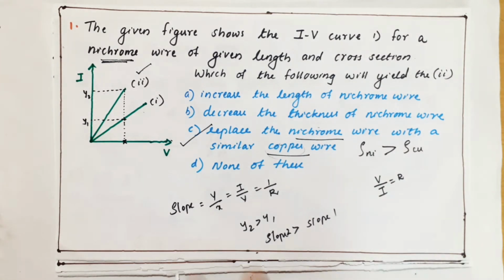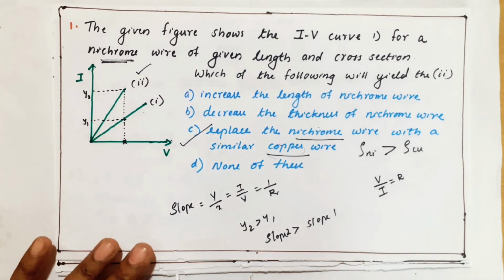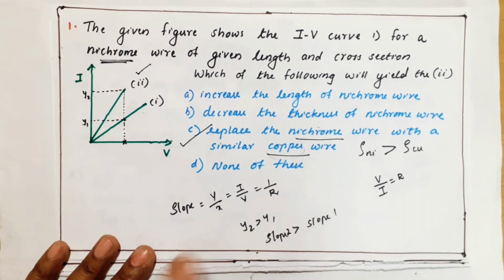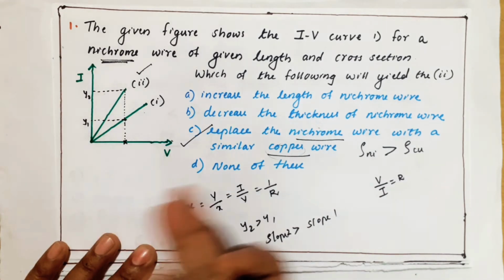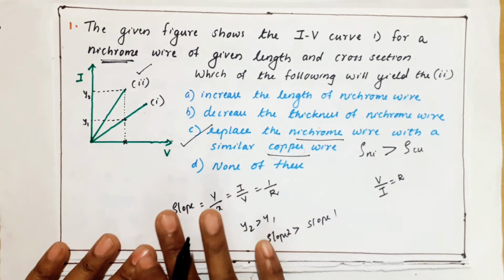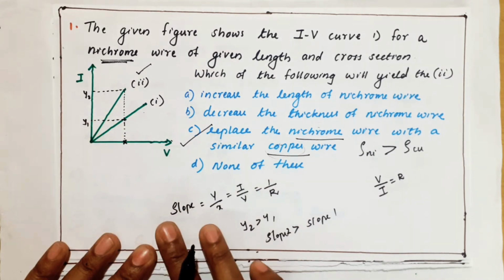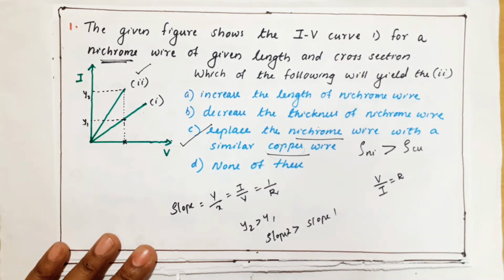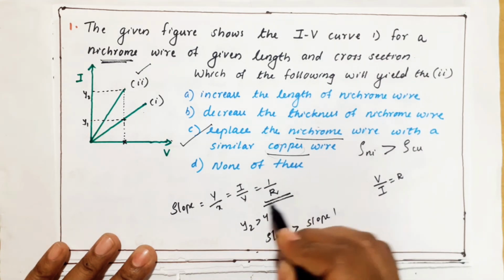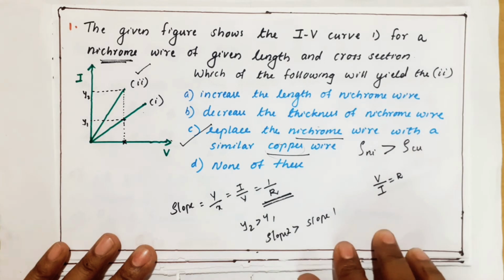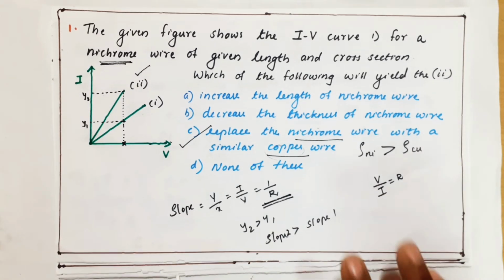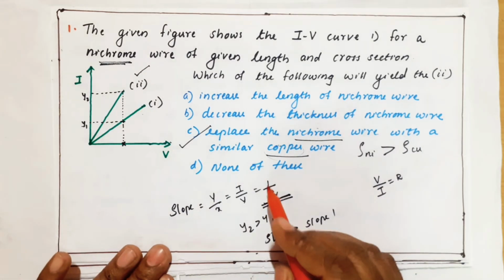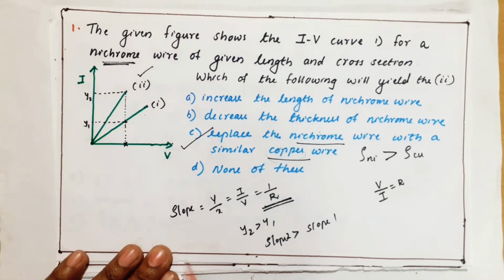In this question, the main thing is that it is an IV graph. All these conditions will reverse if it is a VI graph. This is an IV graph, so what does the slope give? Slope is y-axis by x-axis. Here the y-axis is current and the x-axis is voltage, so it is 1 by R. But if it is a VI graph, the slope will give direct resistance. In this graph, the slope is giving us 1 by R because on the y-axis I plotted current.